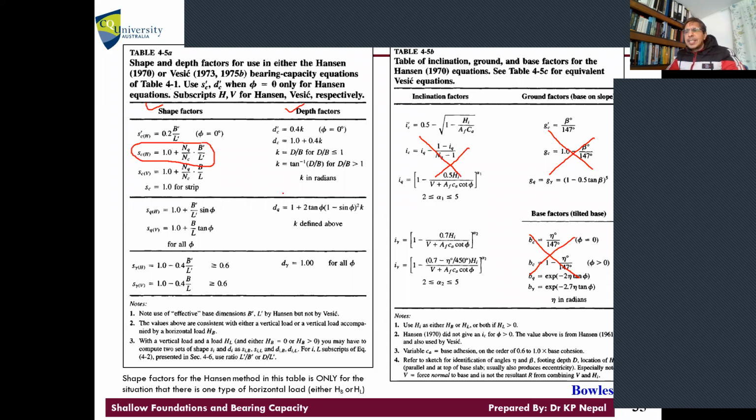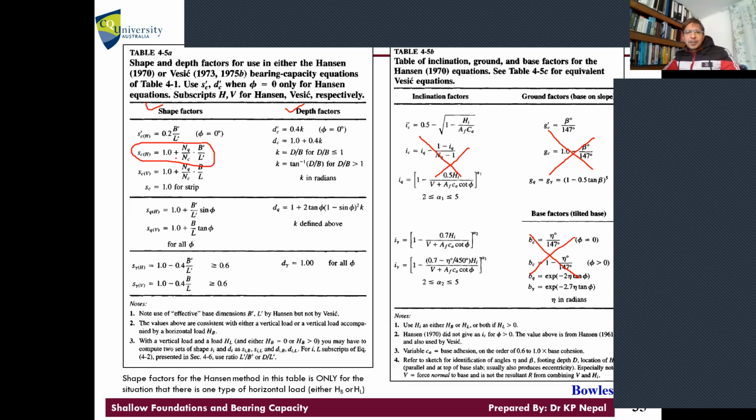So what happens to B dash, L dash now, guys? Can you tell me what happens to B dash, L dash in this case? Is there any change in the effective size? No, it will be the original size. The reason is the loading is not eccentric. So B dash, L dash becomes the original B and L.